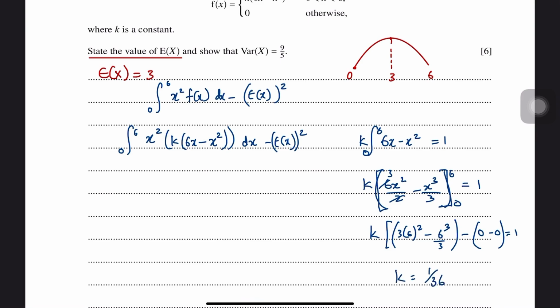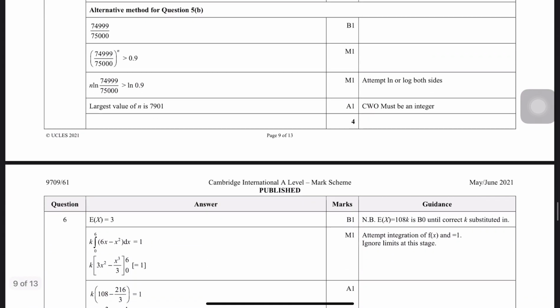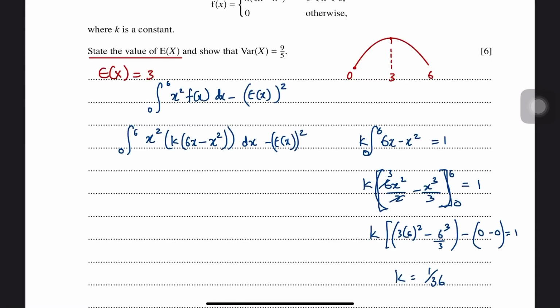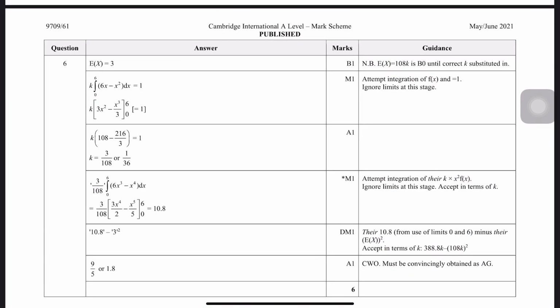Let me just first verify that so that I know that I'm doing the question correctly. k is 1 over 36, yes. So x squared times 1 over 36, 6x minus x squared, dx, minus 3 squared. The expectation is also correct, yes.